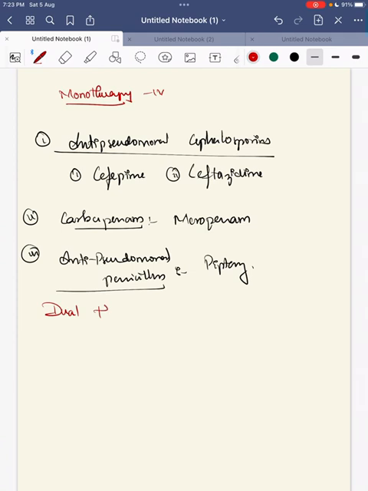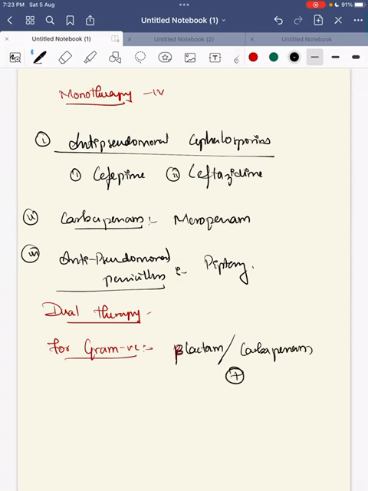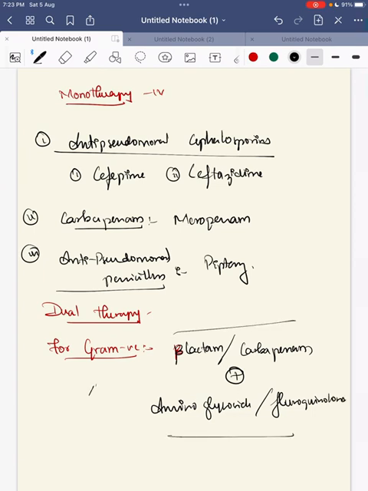Next, for dual therapy, if you suspect gram-negative organism, for gram-negative infections, you will use beta-lactam antibiotics or carbapenem with aminoglycoside or fluoroquinolones. Okay, this is for gram-negative infections. You will be continuing for 10 to 14 days. Duration will be 10 to 14 days.